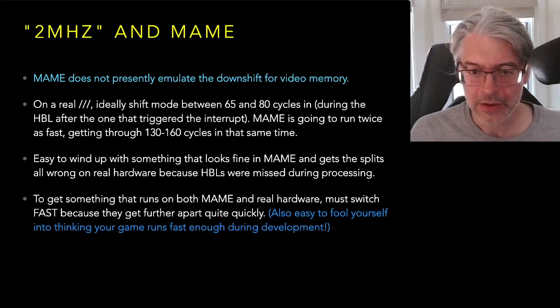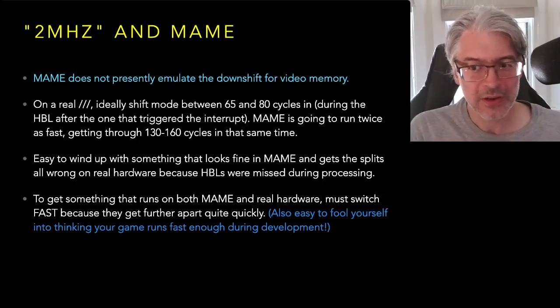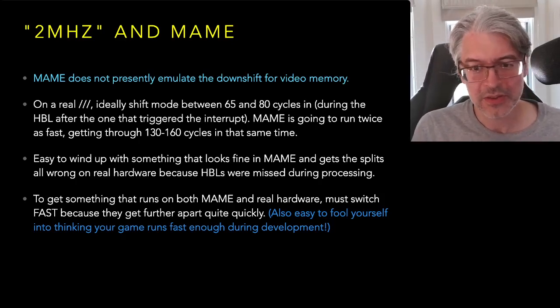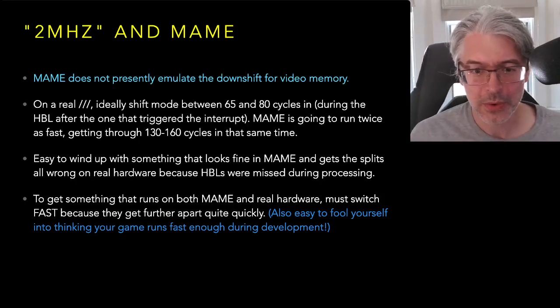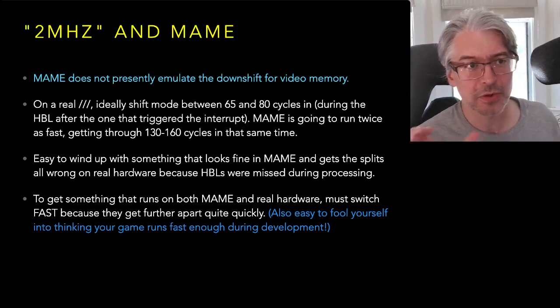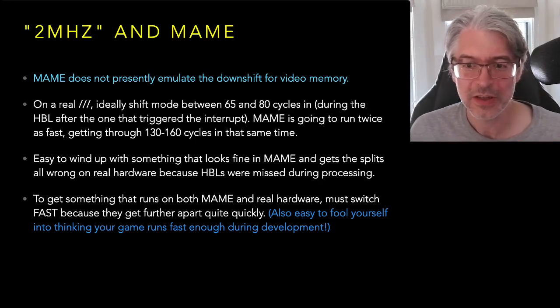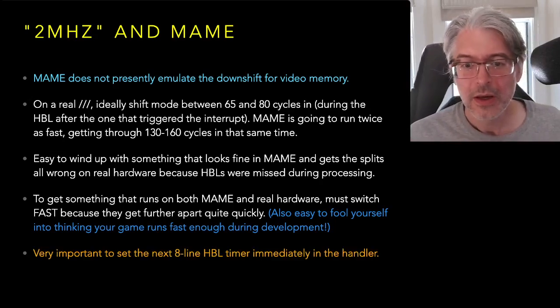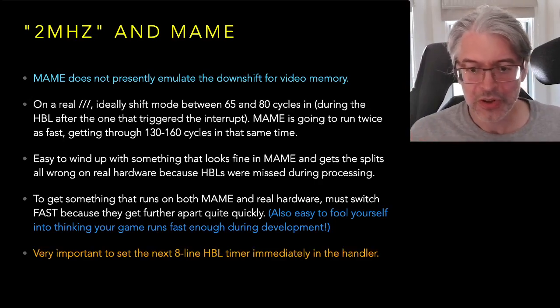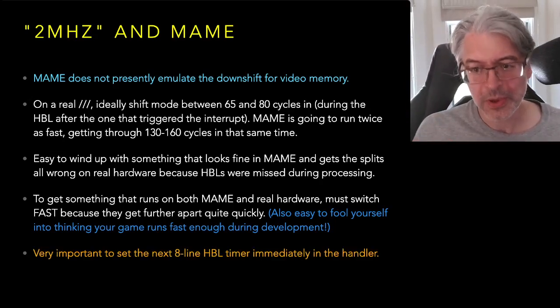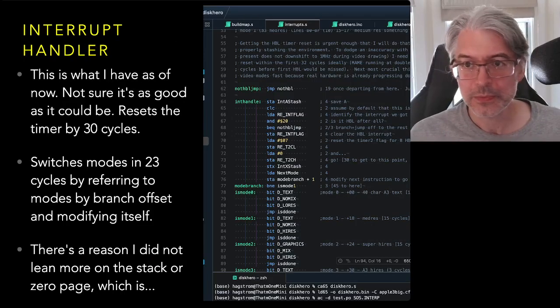So in order to get something that runs well on both MAME and real hardware, you have to switch fast because they get far apart pretty quickly. And it's also fairly easy to fool yourself into thinking that the game runs fast enough when you're developing it on MAME. So it's very important to set the next 8-line horizontal blanking timer immediately in the handler.